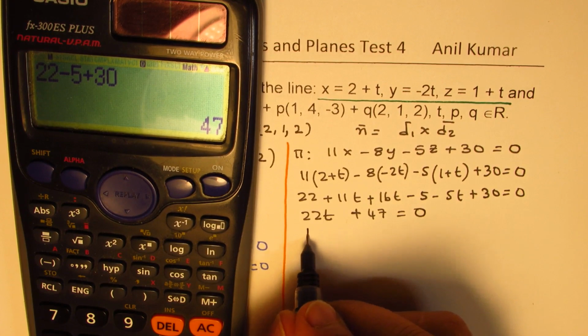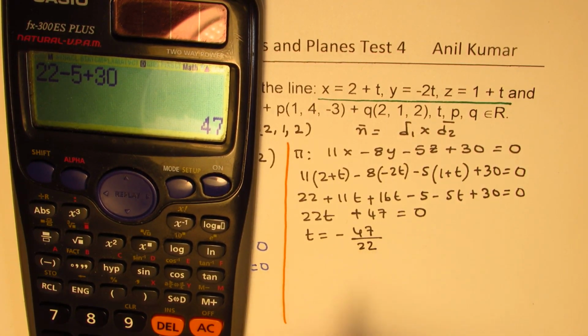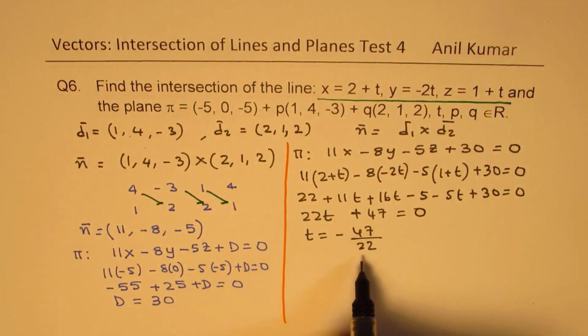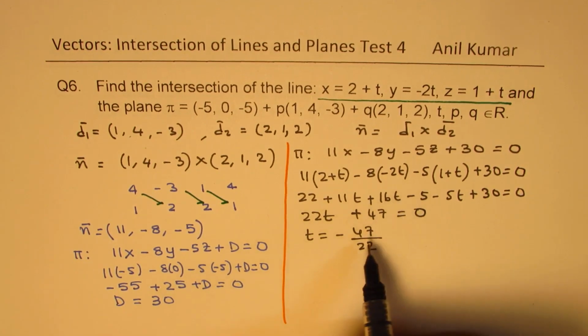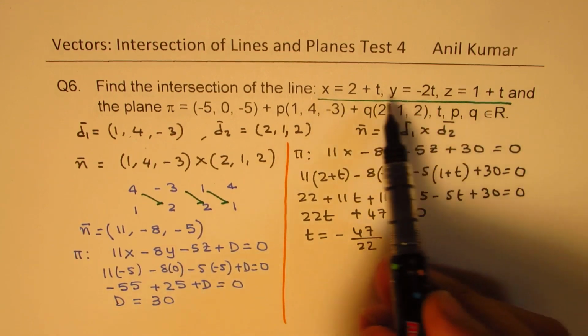So we get t as minus 47 over 22, divided by 22. That's it. So we get a value of t which is minus 47 over 22. Well, you can check the calculations. However, we'll go ahead with this and substitute this value of t here to find the value of x, y, and z.